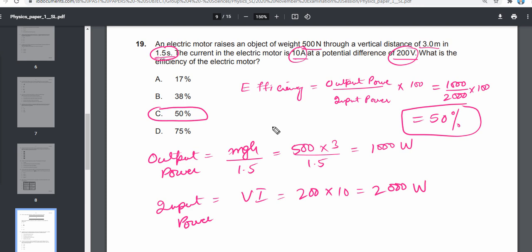So this is how we look at the question, and we'll use the relevant formula to get the answer. So this is it for this topic, the forces.